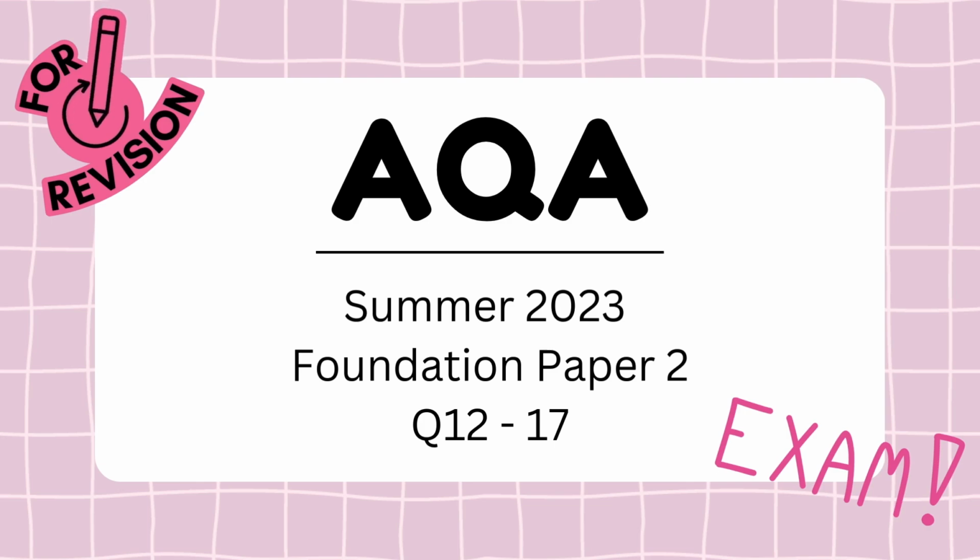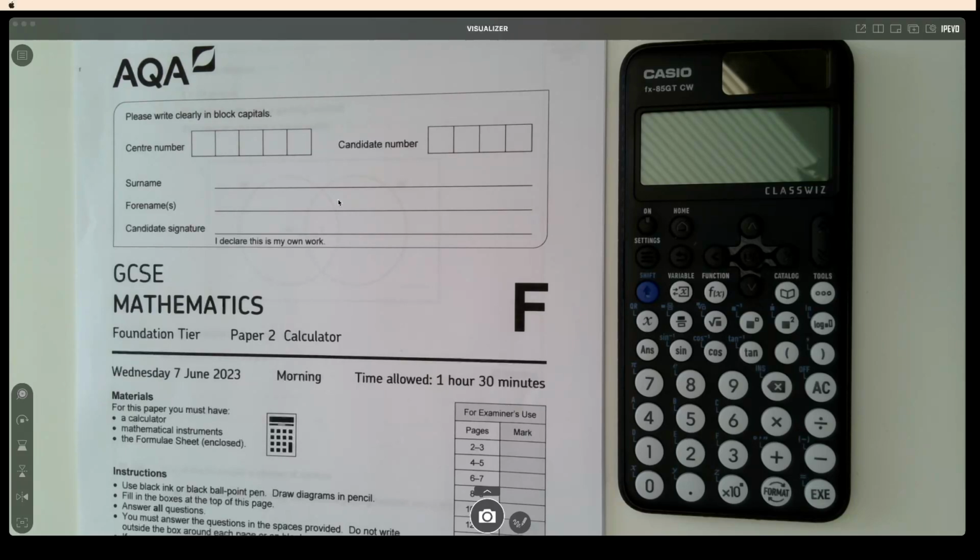Hi there. This video is an exam paper walkthrough of the AQA GCSE Mathematics Foundation Tier Paper 2 from summer 2023. This paper is worth 80 marks in total, and this is the third video of 4. It will focus on questions 12 to 17, which account for 15 of these marks.